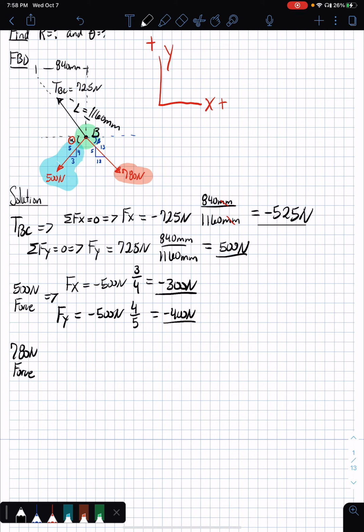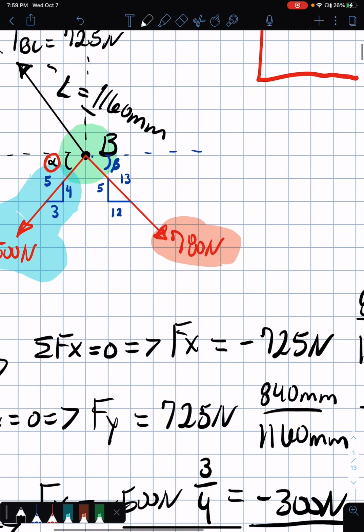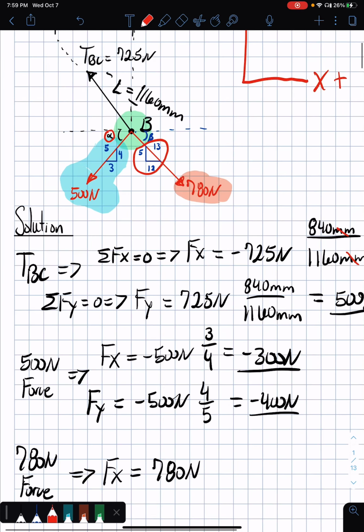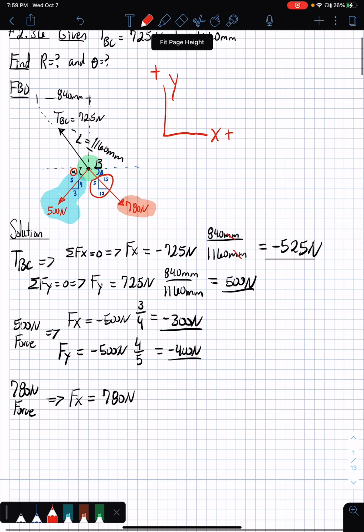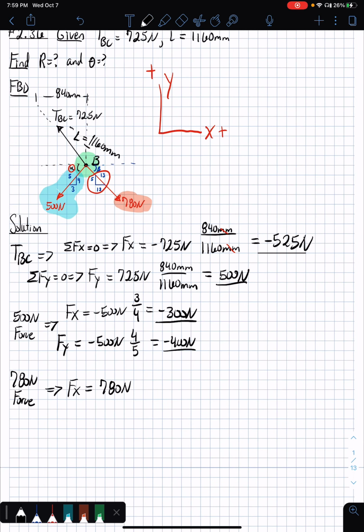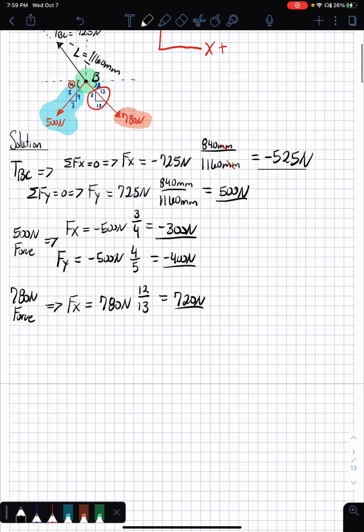780 newton force, double arrow. We'll start at the x direction. We get a positive 780 newtons because it's to the right of B. That is the positive x direction. Now note on this one, it is a 5, 12, 13 triangle. Same thing as before, we don't need to find that beta angle. We can just simply throw it in as we see it. So this one will be 12 over 13. This comes out to 720 newtons.